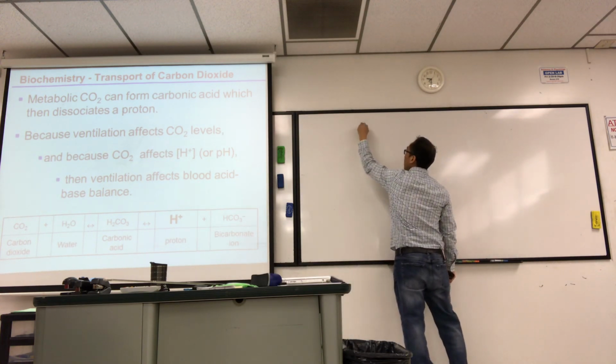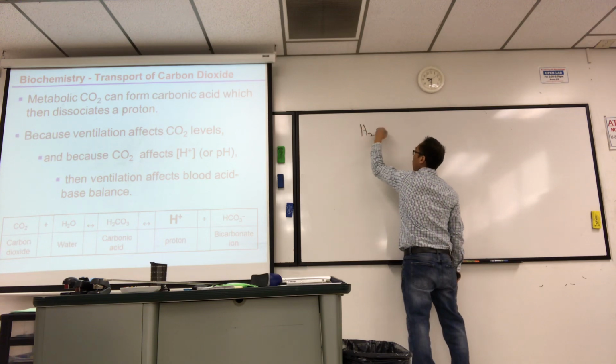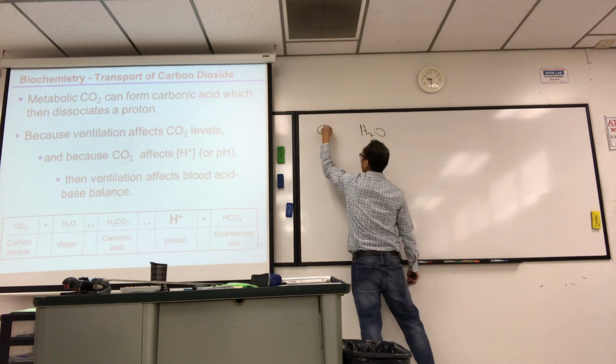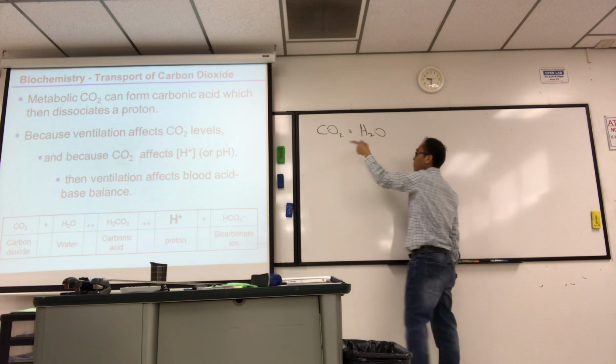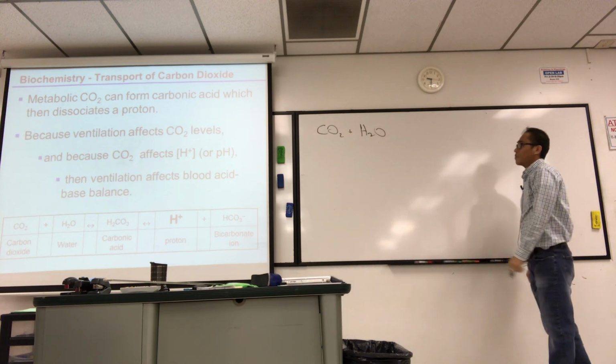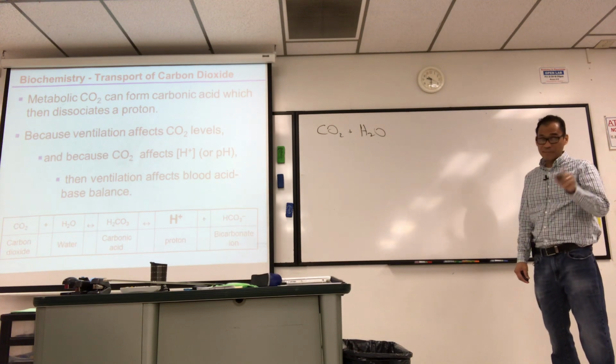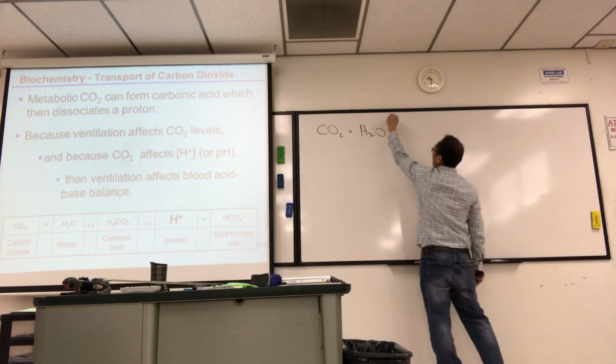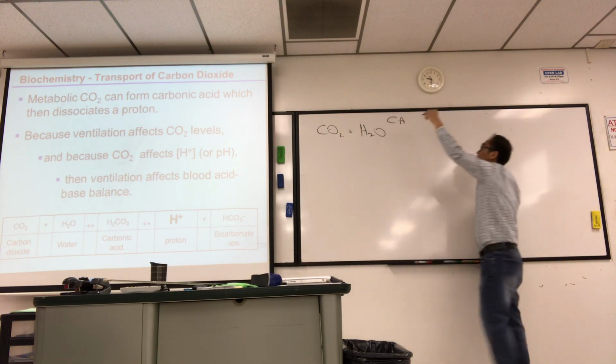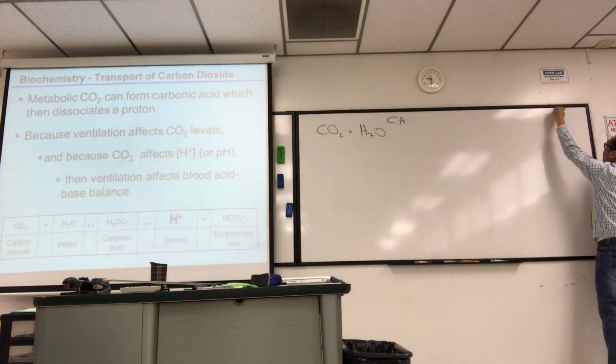So here's water. So let's put CO2 in front of it. If you combine those, it's kind of a slow reaction because those are kind of inert molecules. You need an enzyme to speed it up. That's carbonic anhydrase, right over here.